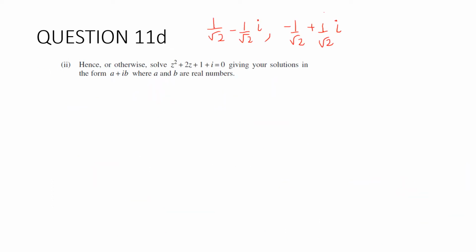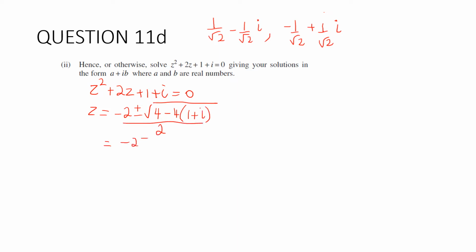Part 2. Hence or otherwise solve z squared plus 2z plus 1 plus i equals 0. So let's do the quadratic formula. z is going to be equal to negative 2 plus or minus the square root of 2 squared is 4, take away 4 times a, which is 1, times c, all over 2. Negative 2 plus or minus the square root of 4, take away 4i, all over 2, equals negative 2 plus or minus the square root of negative 4i over 2. Let's bring that 4 out of the square root.